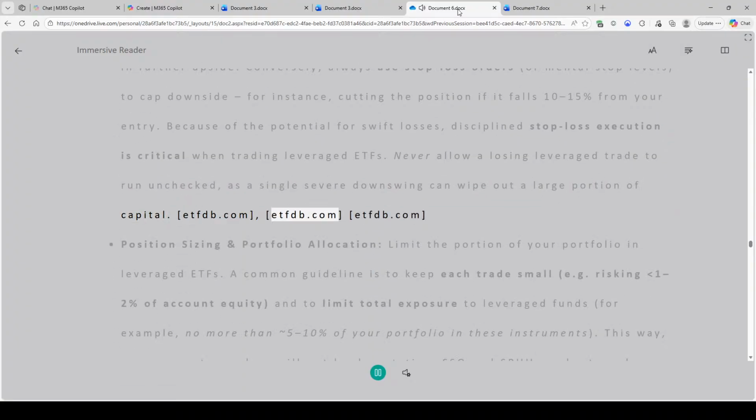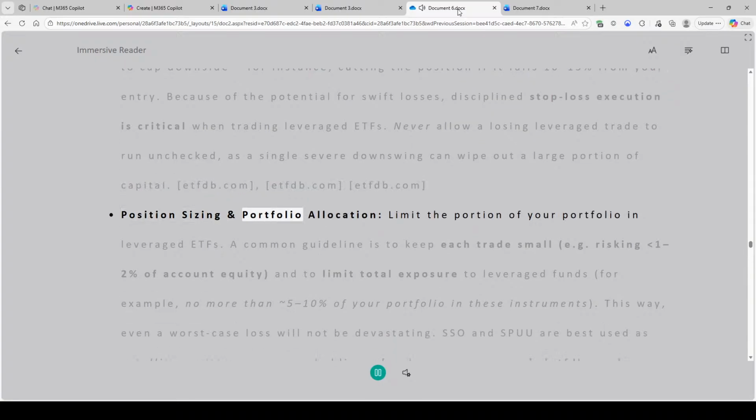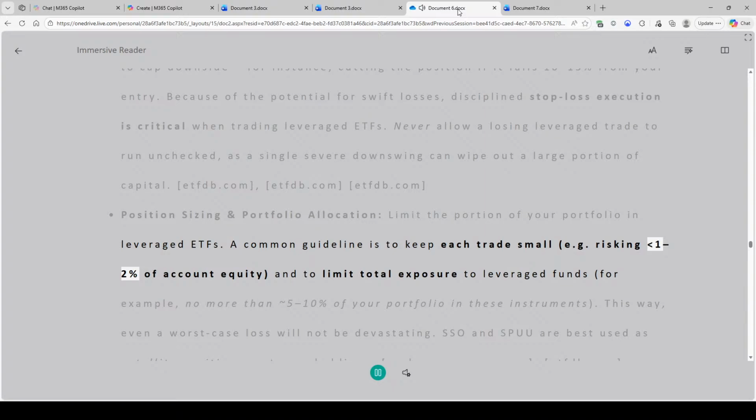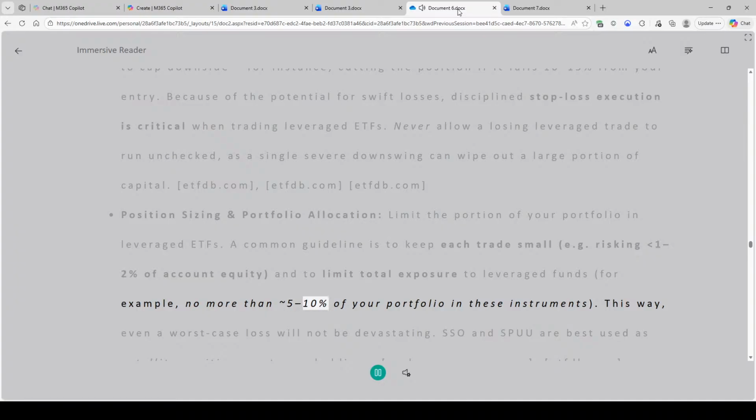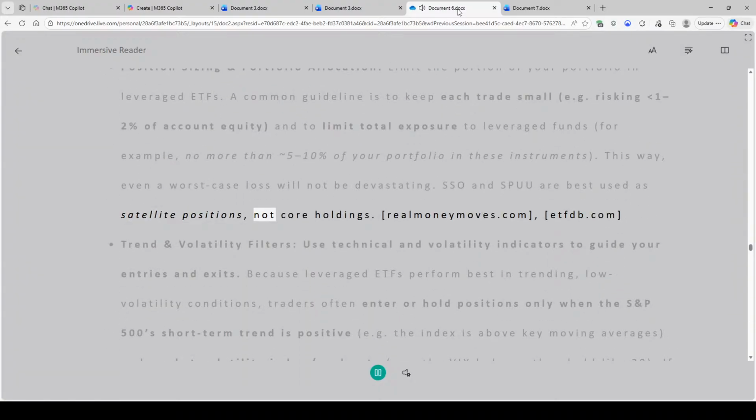Position sizing and portfolio allocation. Limit the portion of your portfolio in leveraged ETFs. A common guideline is to keep each trade small, e.g., risking less than 1 to 2% of account equity, and to limit total exposure to leveraged funds, for example, no more than 5 to 10% of your portfolio in these instruments. This way, even a worst-case loss will not be devastating. SSO and SPUU are best used as satellite positions, not core holdings.